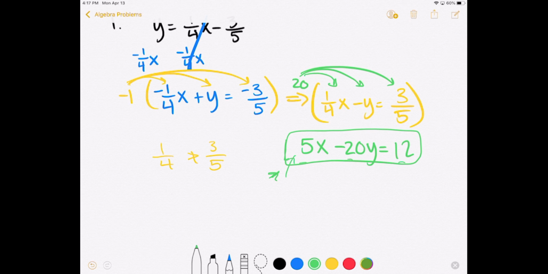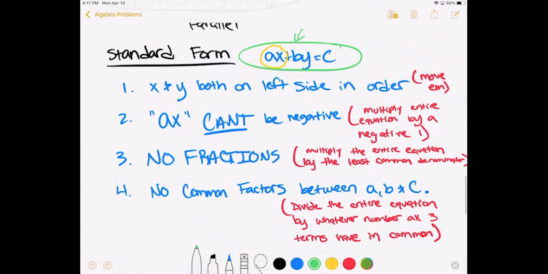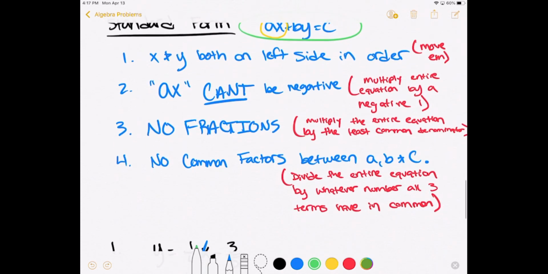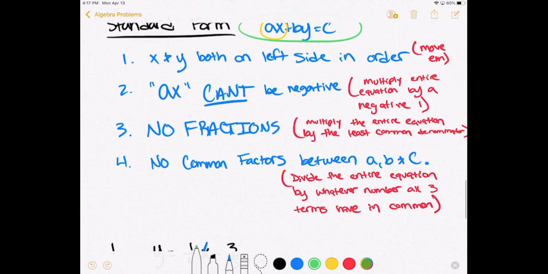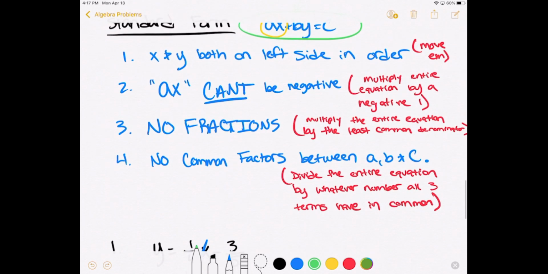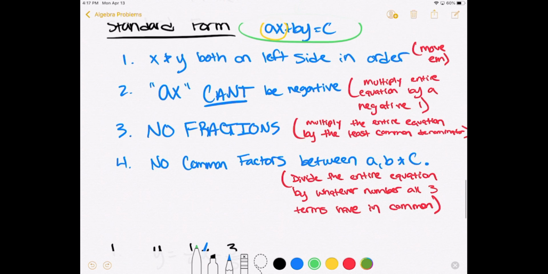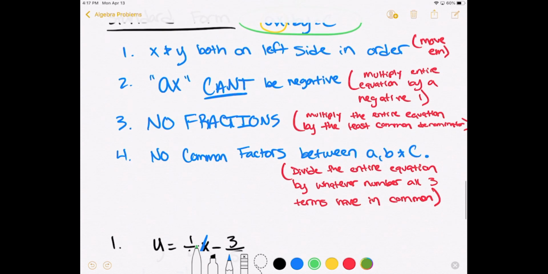So we're good. Had they had something in common, we would have divided each term by whatever they had in common, but they have nothing in common, so we don't have to worry about that. So that is our standard form answer. Again, X and Y got to be on the left. The first term, AX, cannot be negative. There cannot be any fractions, and you cannot have any common factors within your answer.